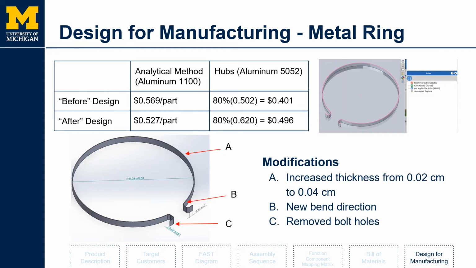Manufacturing prices were obtained for both before and after designs by analytical methods and by also submitting to hubs. The analytical analysis showed a 4-cent decrease per part after the modifications were made for a batch of 150,000 units. The quotation provided by hubs for the original design came in 16 cents cheaper than the analytical methods predicted and increased by 9.5 cents after the modifications. This difference can be attributed to differences in material and possibly different assumptions in the manufacturing process.